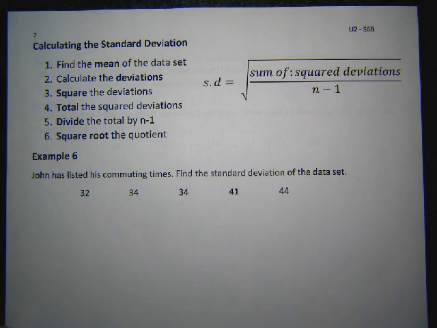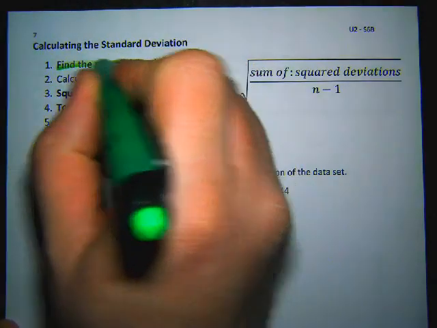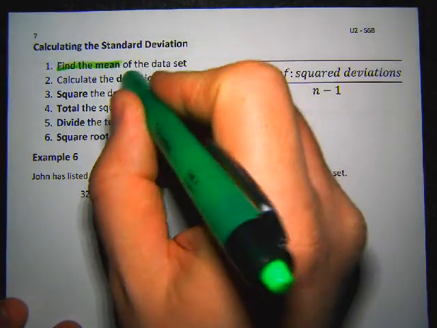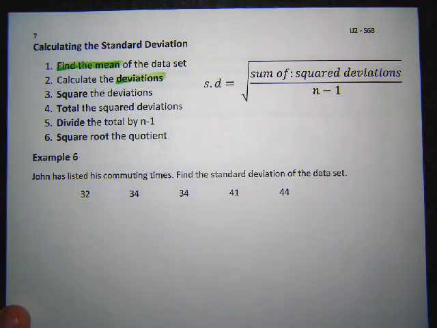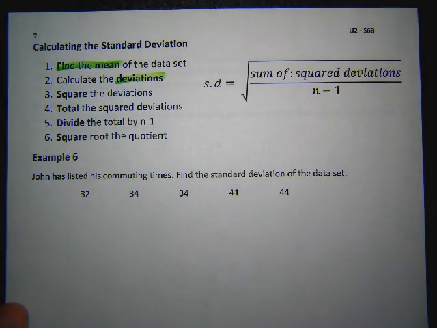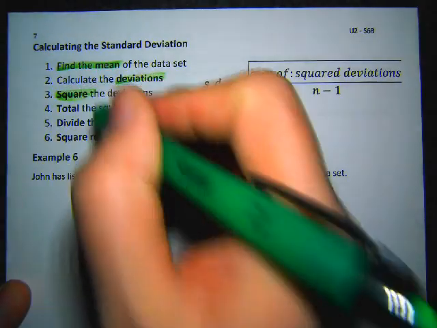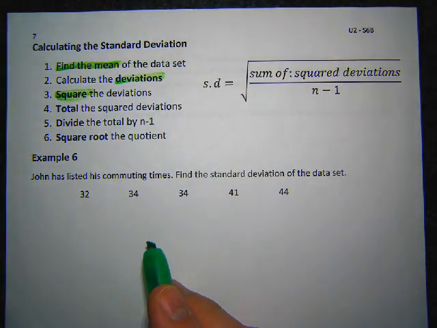Again, this is the process. First, you have to find the mean. You can't find the standard deviation without the mean. Then I find the deviations. Again, that's subtracting each value minus the mean. Square the deviations. Once you've got all the deviations squared, you have a total.